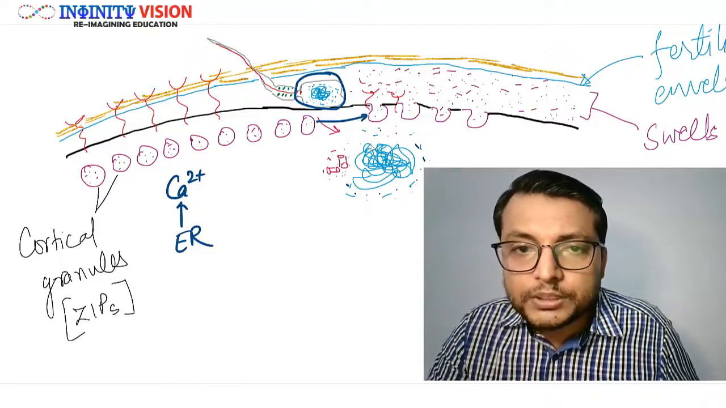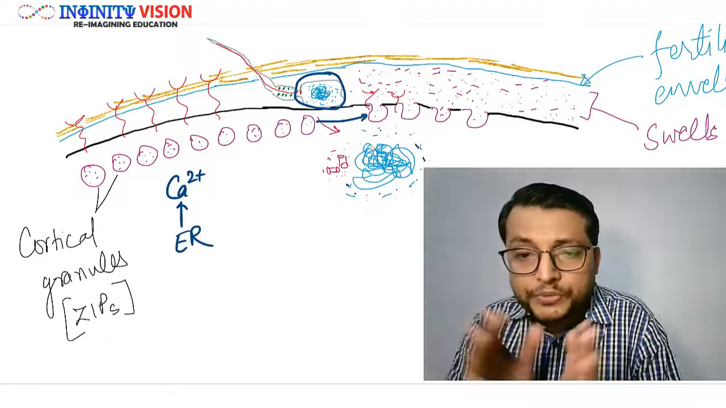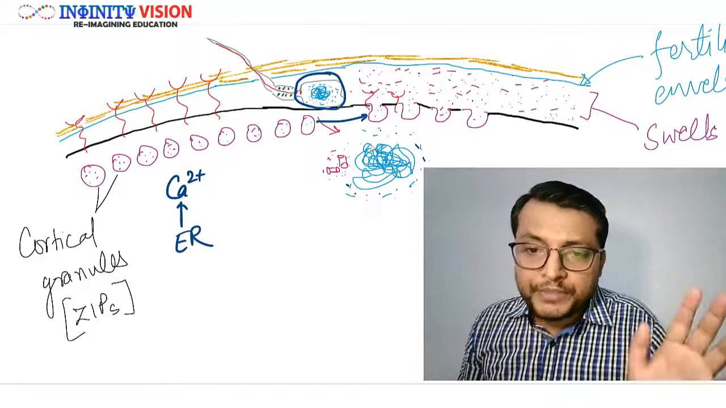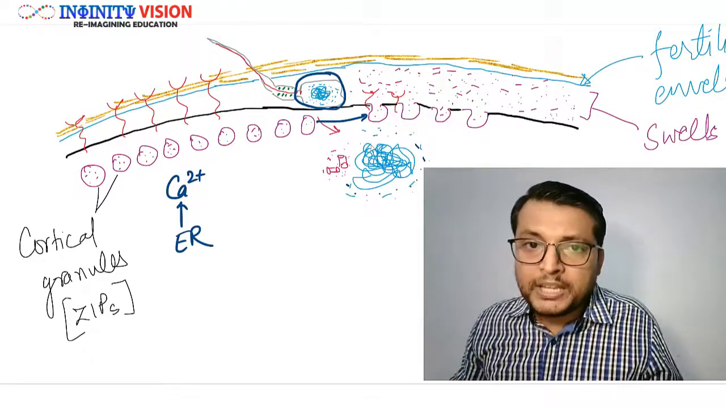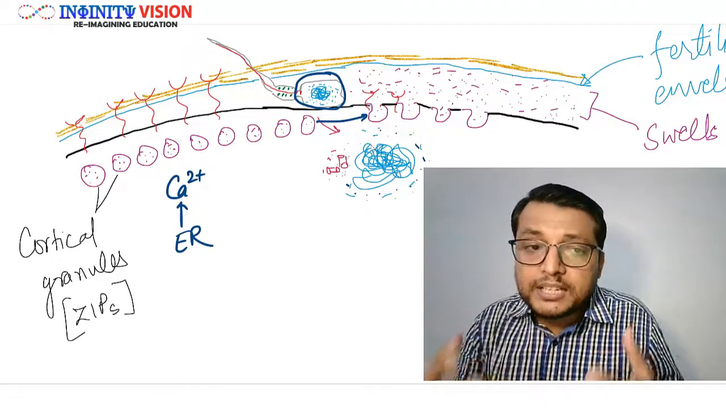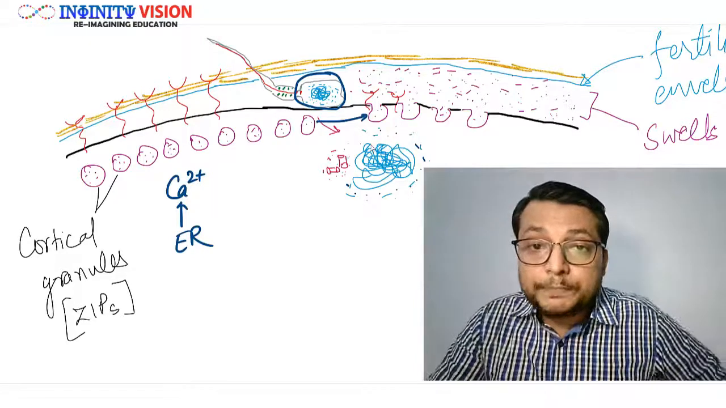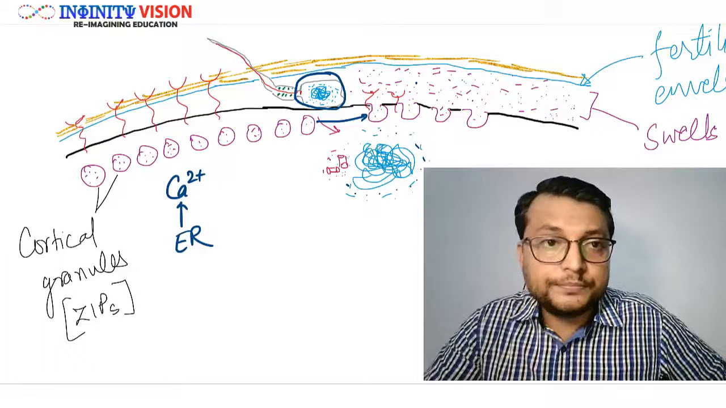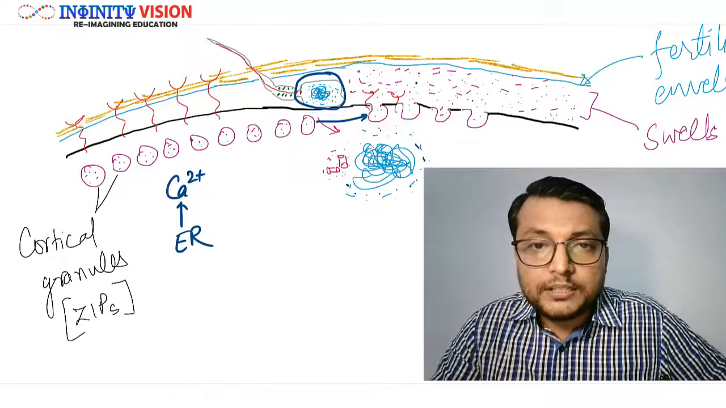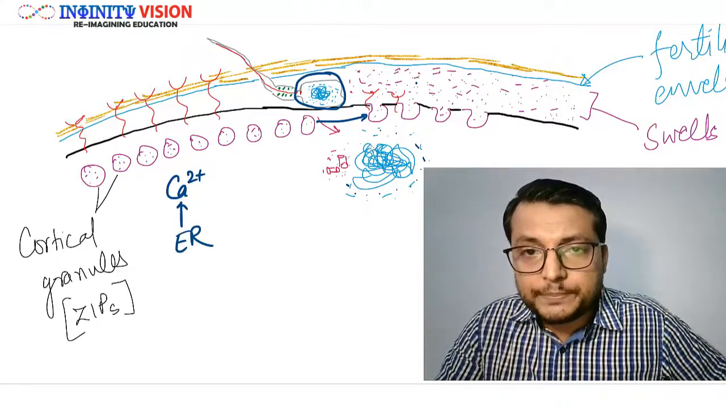See here, they go and start to fuse with the plasma membrane of the egg, the secondary oocyte, and they will release their content into this perivitelline space. So all this content is released into this perivitelline space.